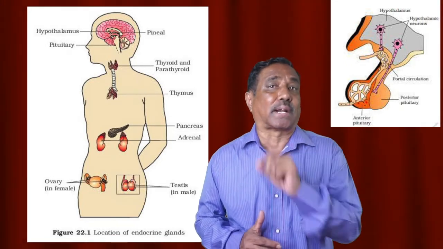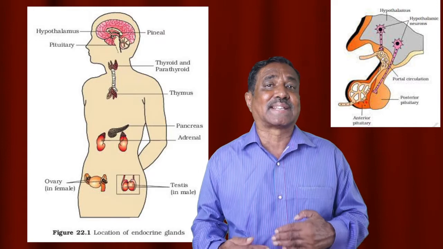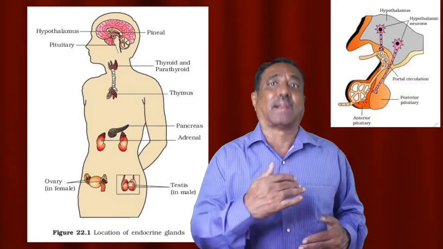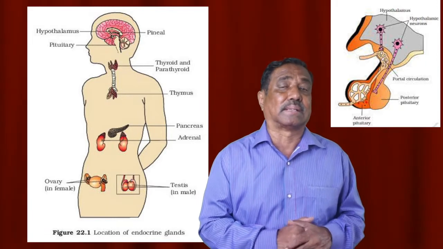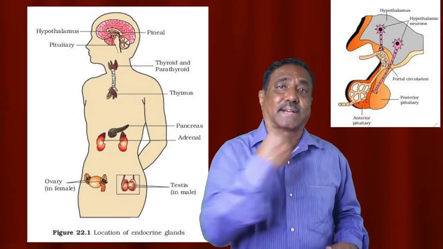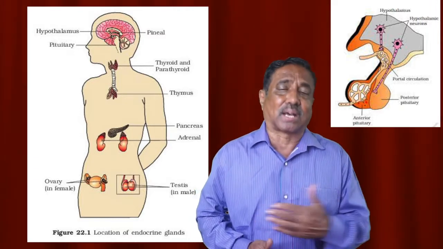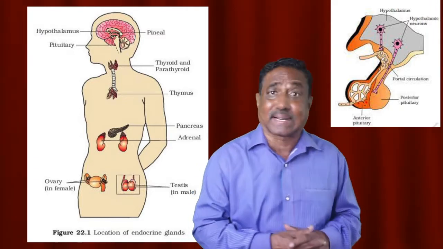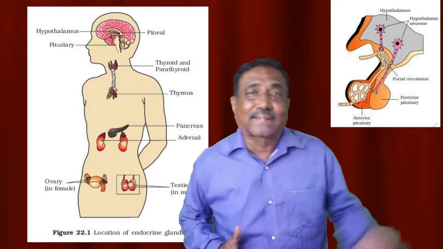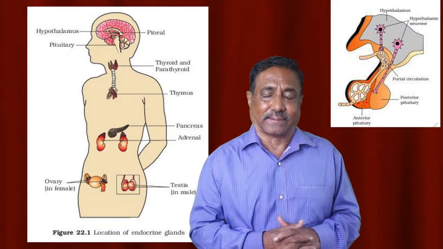Thyroid stimulating hormone stimulates the thyroid gland to secrete thyroxine. And then adrenocorticotropic hormone stimulates the cortex region of the adrenal gland to secrete corticoid hormones like mineralocorticoids and glucocorticoids, and hormones like aldosterone, cortisone, etc. that are secreted in the cortex region of the adrenal gland.